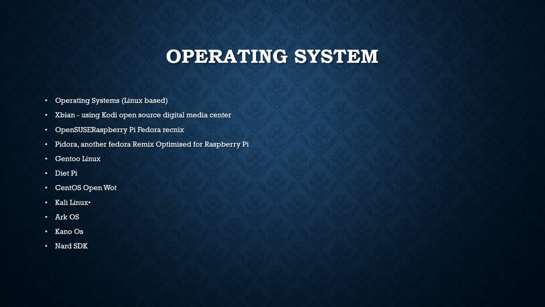Operating systems based on Linux: XBMC uses the Kodi open source digital center. OpenSUSE for Raspberry Pi, Fedora Linux is also used in the Linux-based Pidora, another Fedora remix optimized for the Raspberry Pi. Gentoo Linux, DietPi, CentOS, OpenWrt, Arch OS, Kano OS, NARD SDK. These are the operating systems which can be used in Linux-based configuration.